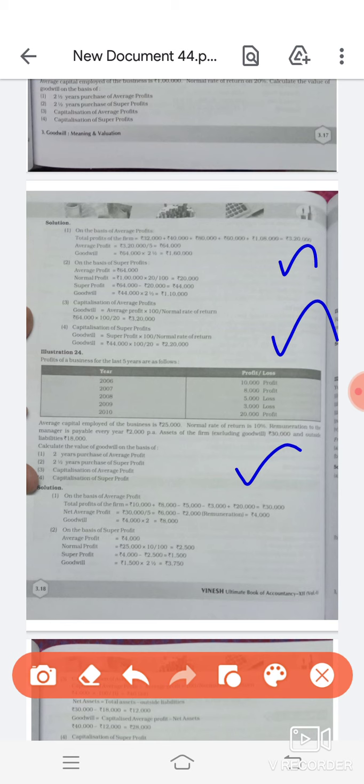What are all the methods? 2 years purchase of average profit, 2.5 years of super profit, capitalization of average profit, and capitalization of super profit. Okay, so first we have to find the total profit. What is the total profit? That is 10,000 plus 8,000 minus 5,000 minus 3,000 plus 20,000, because the loss we have to subtract. Keep in mind, that is the total profit.